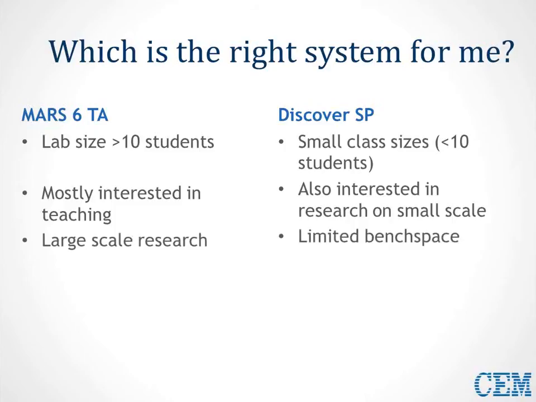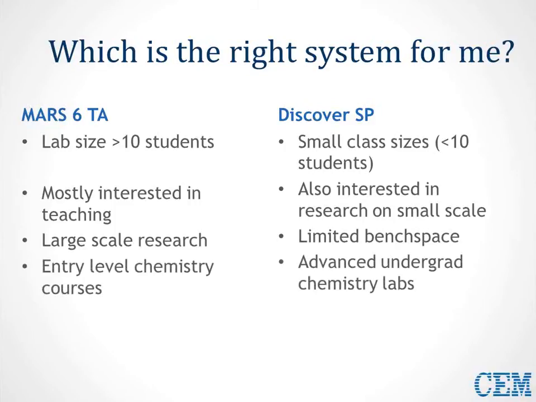If you want to do large-scale research, so I showed you before the large setup with a large round-bottom flask, certainly the Mars is a better option for that. If you have limited bench space, the Discover SP is a much better system because it's a more compact system than the Mars unit.